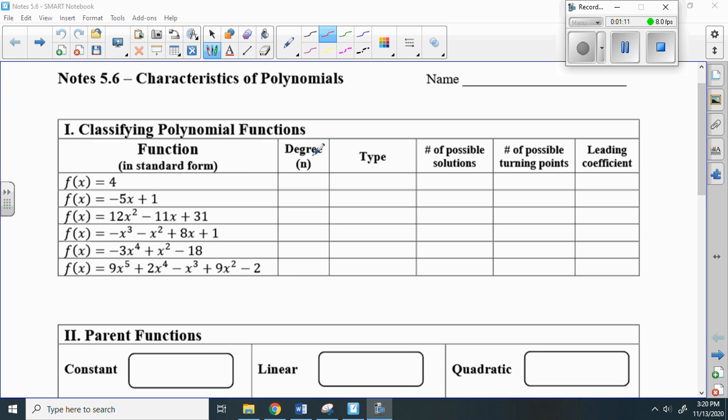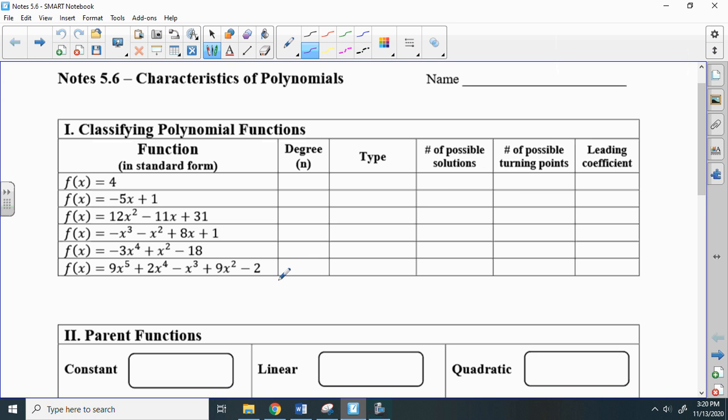The first thing I want to talk about is the degree. The degree is the highest power of x. So in this first example, there is no x, and so the degree is 0. In the second example, we have an x to the first. The 1's just invisible, so the degree is 1. And then you can see the highest exponents in the other ones: 2, 3, 4, and 5.